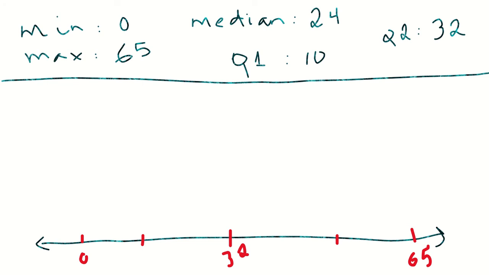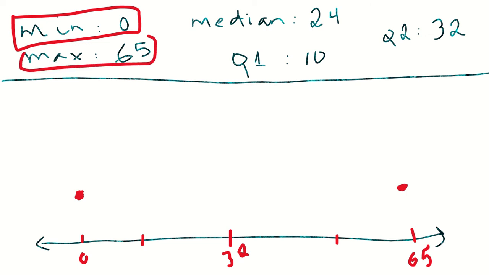All right, at the minimum, we're going to put a dot. That represents our minimum of 0. Okay, at the maximum, the 65, we're also going to put a dot. That represents this maximum of 65.